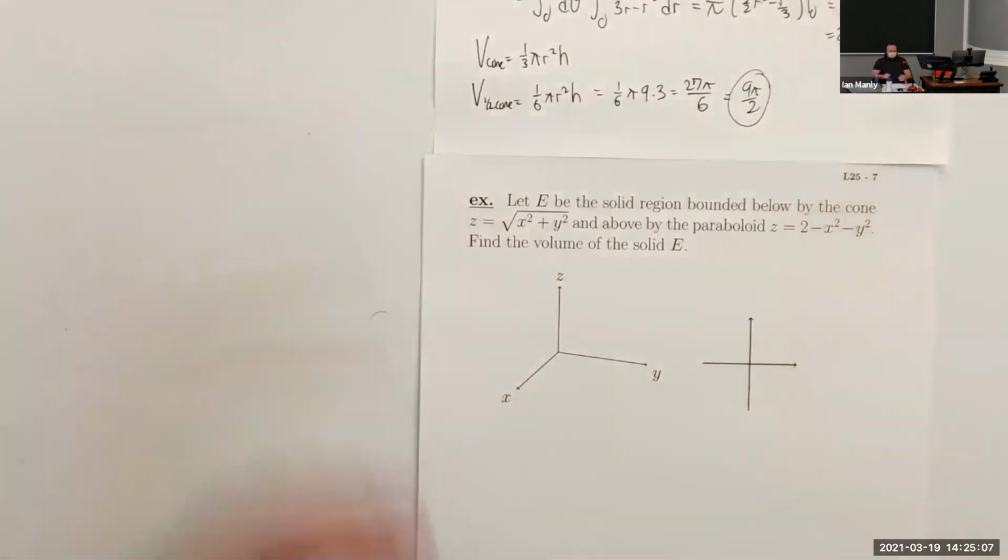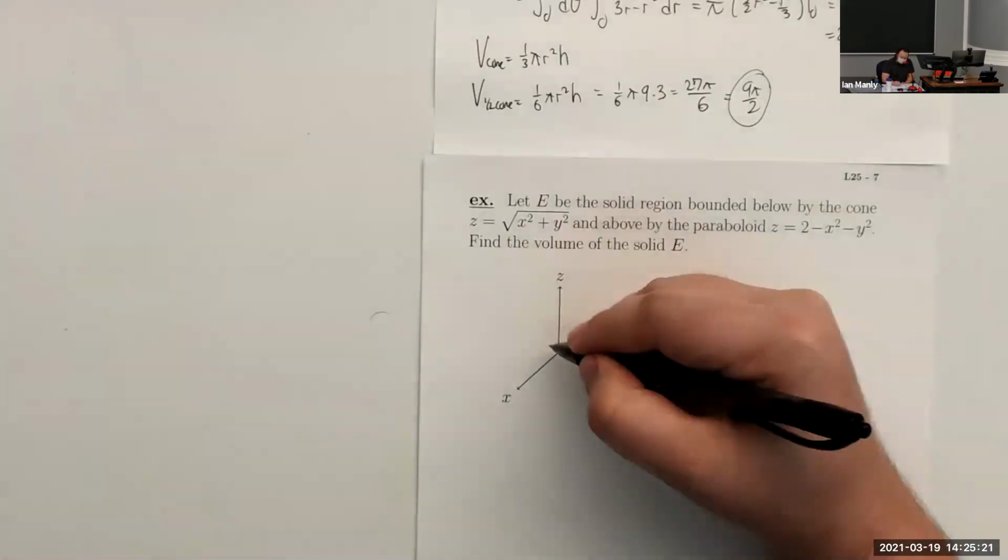Okay, let E be the solid region bounded below by the cone z equals root x squared plus y squared, and above by the paraboloid z equals 2 minus x squared minus y squared. Find the volume of this solid.